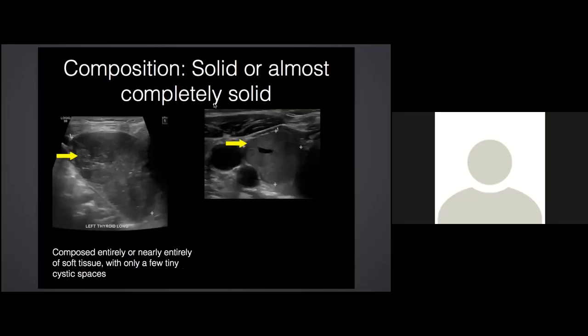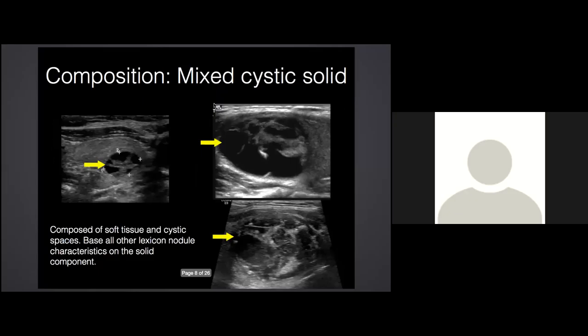So this is an example of a solid or completely solid nodule. It looks fairly big on the left side. It's composed entirely or nearly entirely of soft tissue with only a few cystic spaces. Because it is predominantly solid, you would categorize it as a solid nodule when you're doing your scoring.